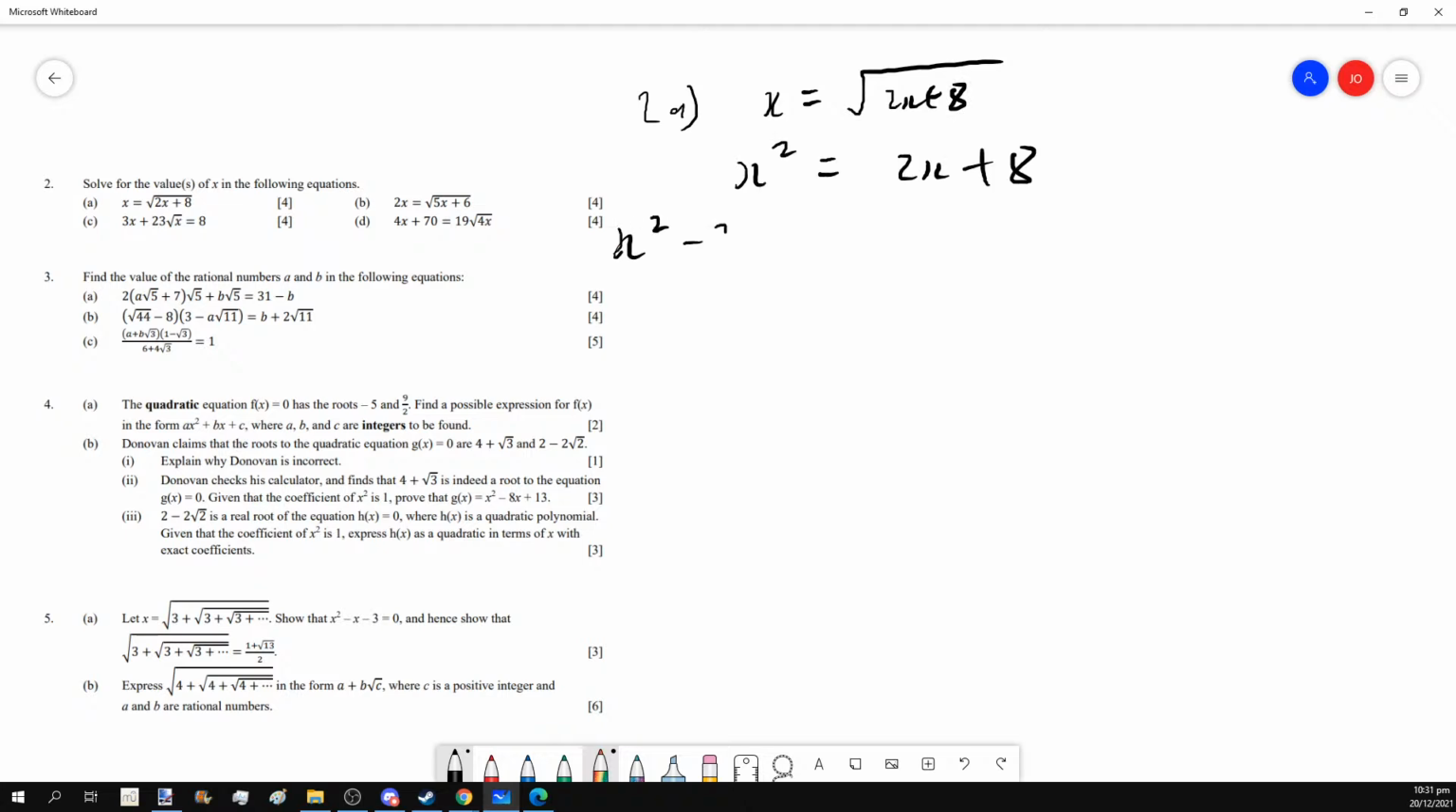And this will produce a quadratic, like that. Right, so once we have this quadratic over here, then you will be able to go on to solve it normally. Let me take a swig of water for a while.